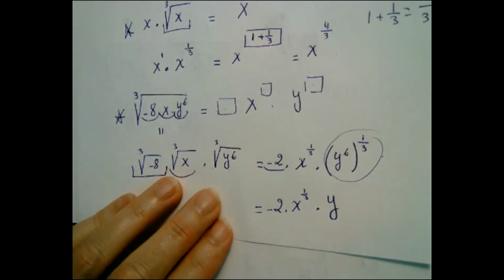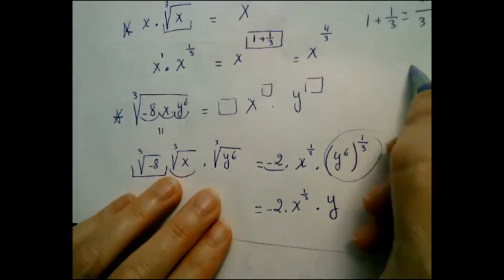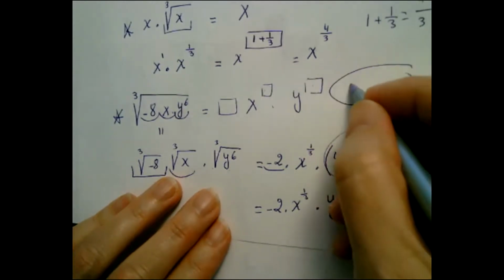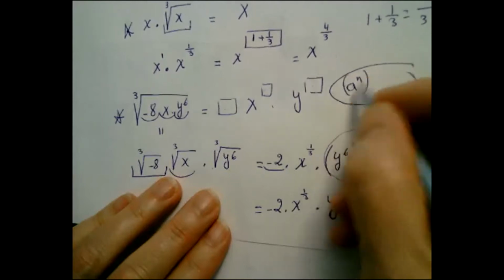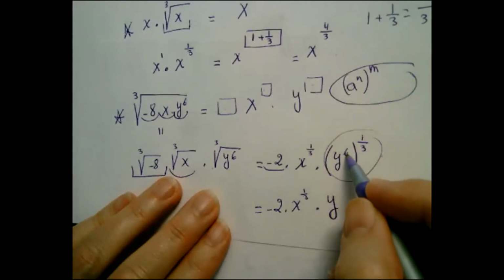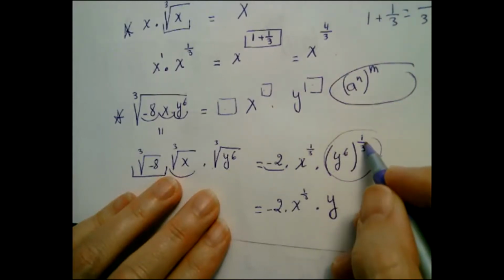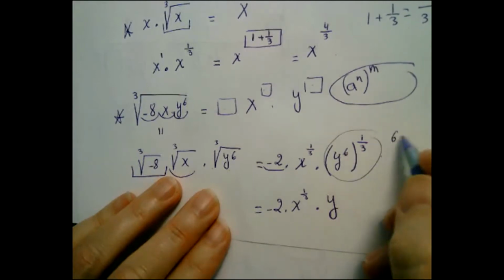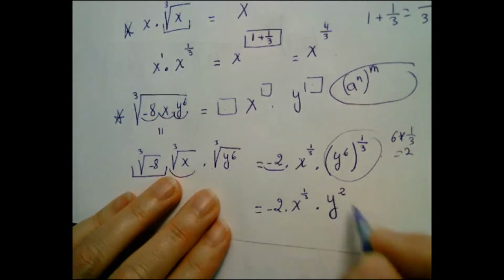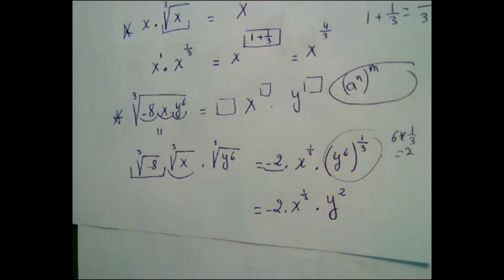Is Kayla correct? Okay, let us remember, if you have a to the power n to the power m, you multiply the powers. 6 times a third is equal to 2, so it's y squared. That's how it's different.